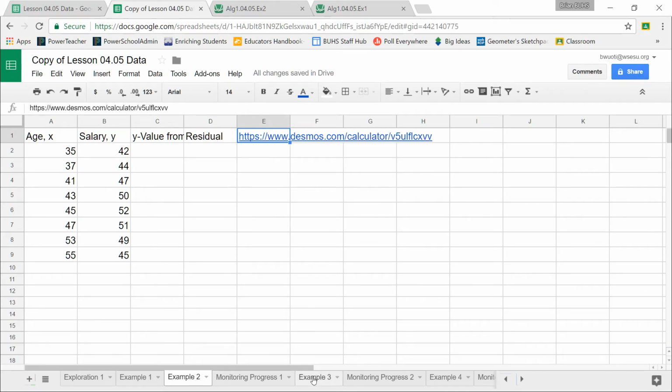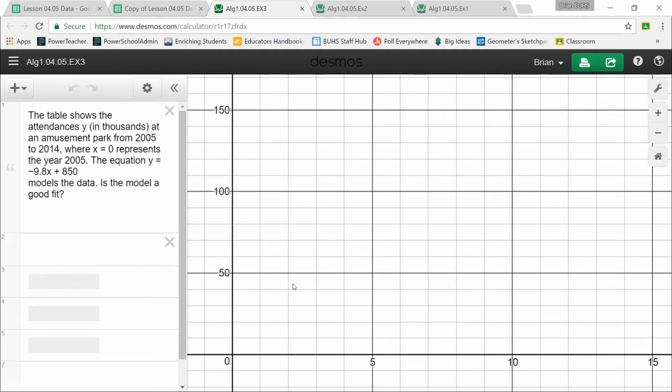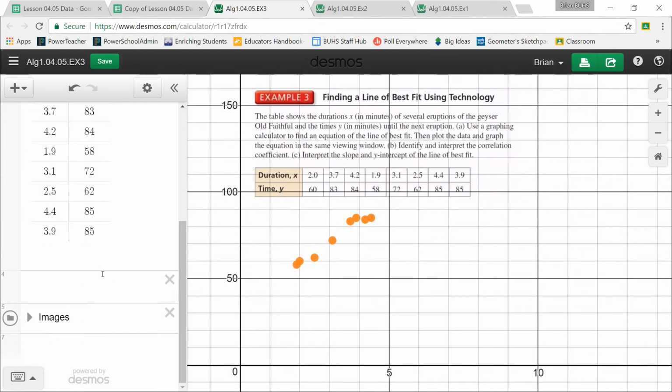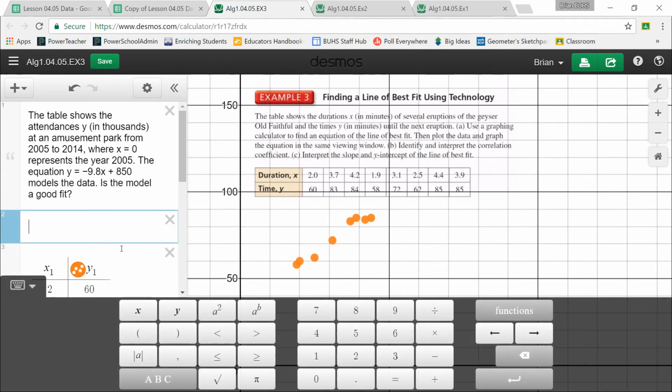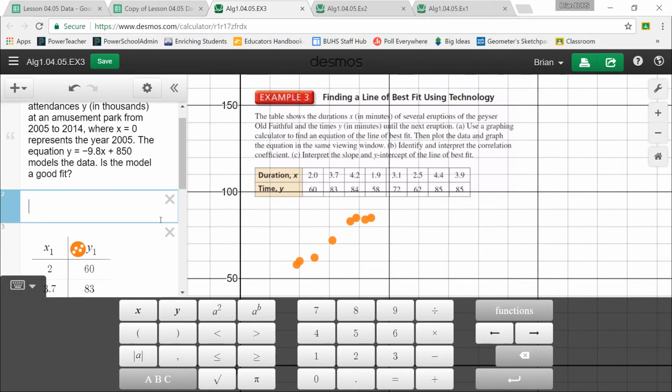Let's take a look at example 3, about Old Faithful. We'll go to the Desmos graph. All right, so here's my data. Let's make a prediction. It looks like row 2 has some space. How do I make a prediction using their pre-made best fit line calculator, friends? I've got my data in a table. How do I do it? What do I type? How do I get it to give me a best fit line?